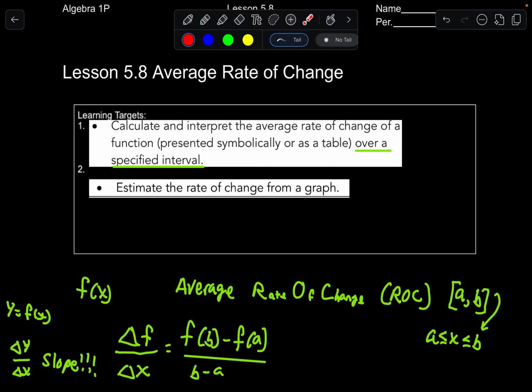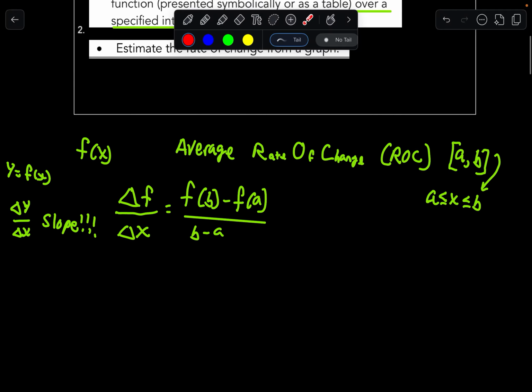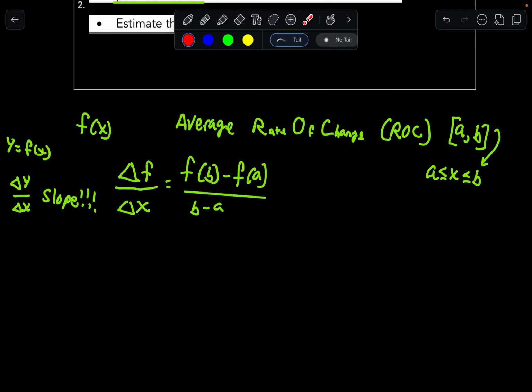So if we have a function f of x, the average rate of change, which I will abbreviate as ROC, on the closed interval a to b, what that means is it's between A and B inclusive, including A and B. All right? Well, it's just going to be f of B minus f of A all over B minus A, which is just the change in f over the change in x. And if we change the letter of f into y, then it's just the change in y over change in x, which you know to be the slope.